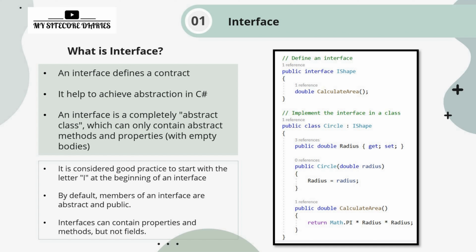Interface can contain properties and methods, but not fields. So this is what the interface is. Very important concept. Interfaces are basically used for abstraction.